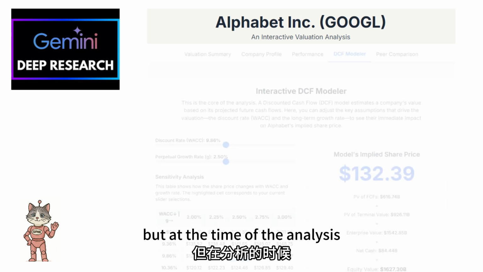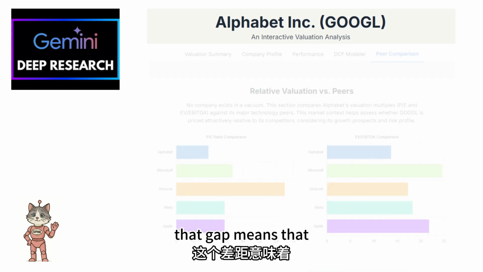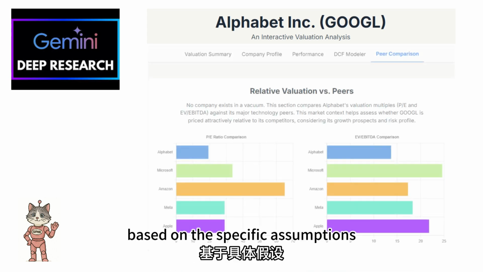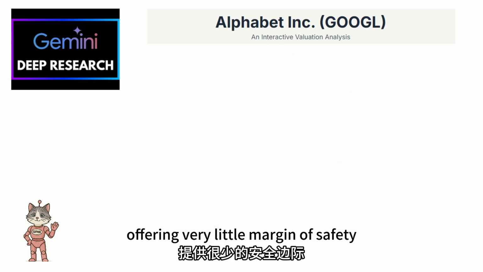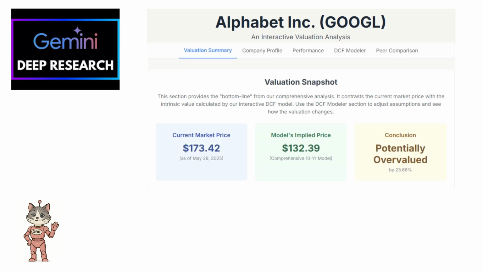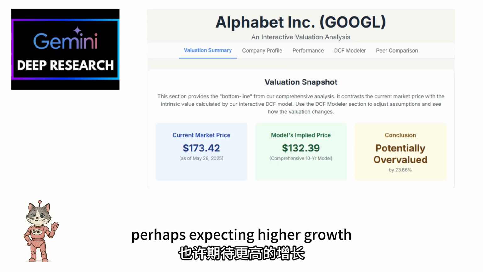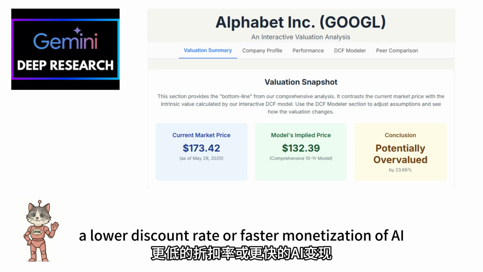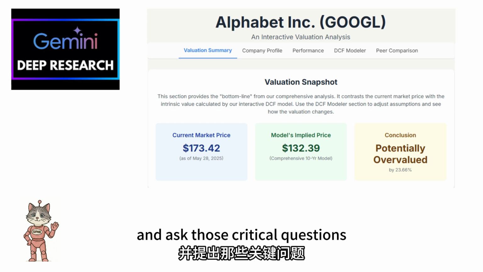But at the time of the analysis, the market price was way up at $173. That gap means that, based on the specific assumptions in that particular DCF, the stock appeared overvalued, offering very little margin of safety. The market was clearly factoring in much more optimism, perhaps expecting higher growth, a lower discount rate, or faster monetization of AI. DCF helps us spot these differences and ask those critical questions.